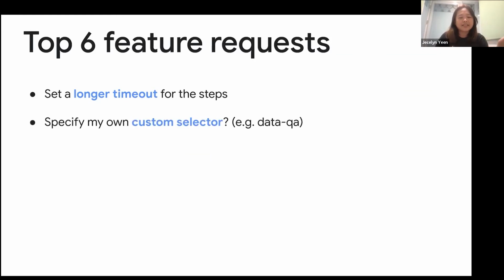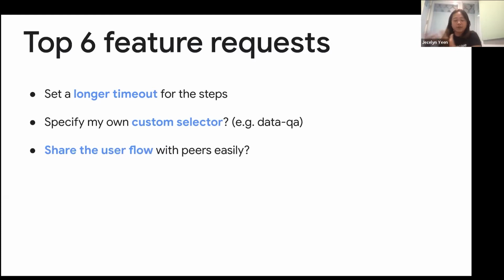And then you also mentioned that you want to specify your own custom selector. So just now, the selector picker will just pick on the selector that DevTools think is most unique, but probably you have some custom selector that your team is using. So can you specify that? And another feature that we hear a lot is, can we share the user flow with peers easily? For example, I can export a file and someone just re-import it in DevTools and you can replay it.